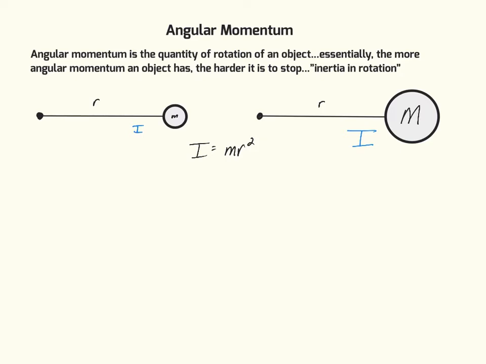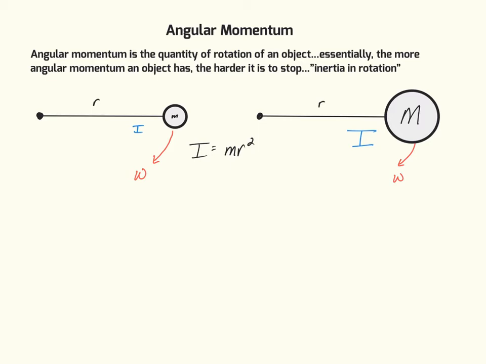Now let's just say that both of these objects have the same angular velocity, and we use our Greek letter omega for angular velocity. So if both of these have the same angular velocity, but this sphere over here has a greater moment of inertia, well, this sphere then, or this object, is going to have more angular momentum.